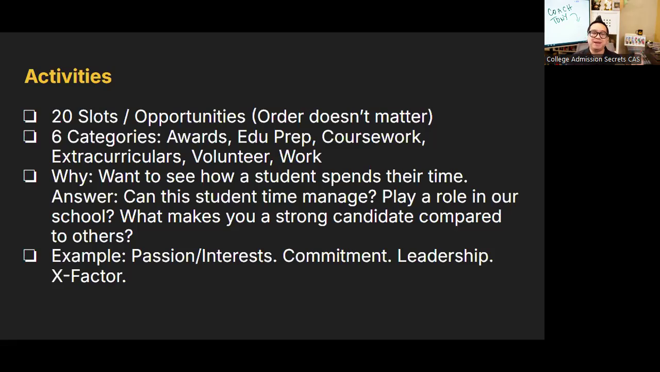Okay, that's the biggest one. Things that readers are looking for are your passion, your interest, the commitment, leadership, and again, the X factor, things that make you stand out.